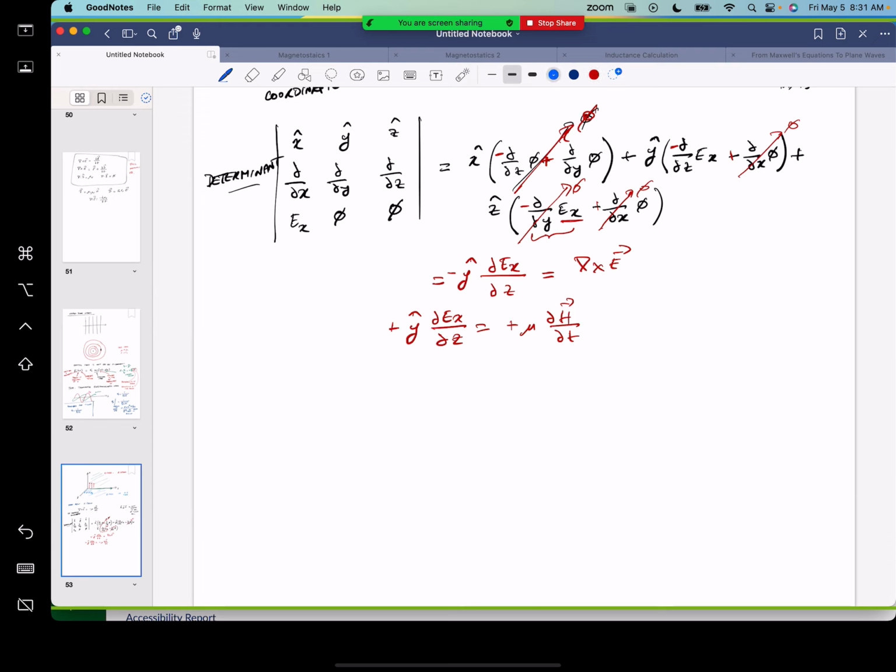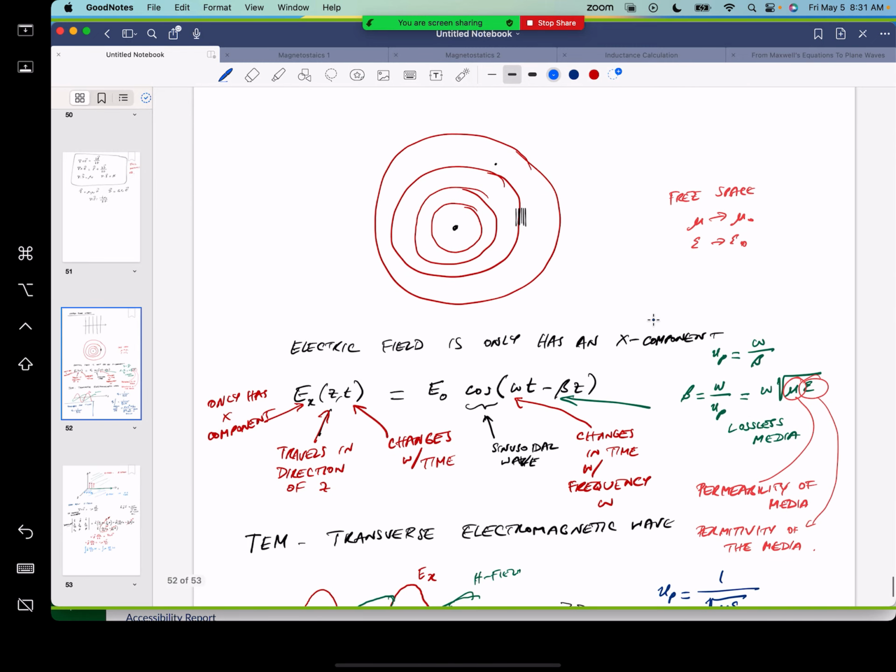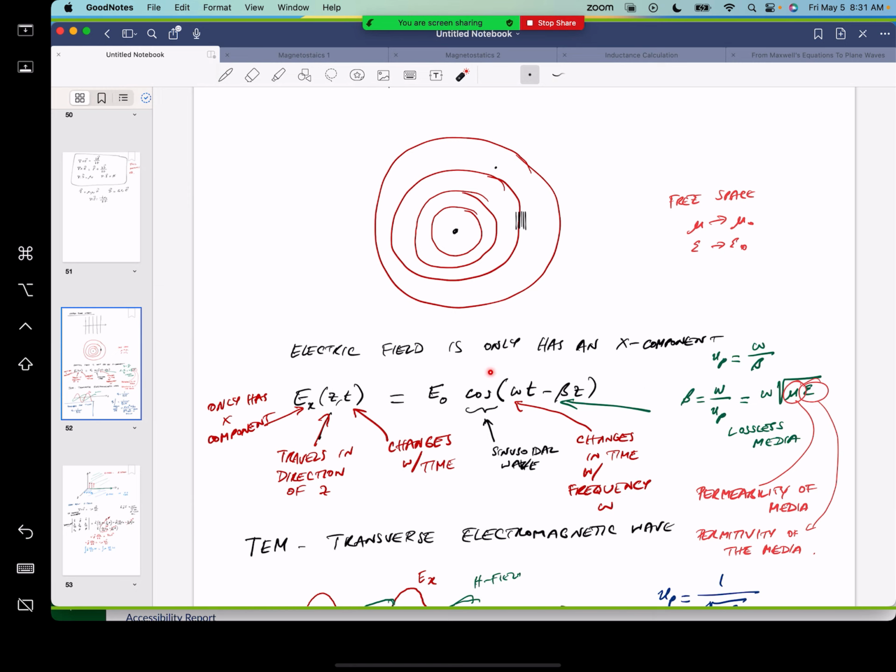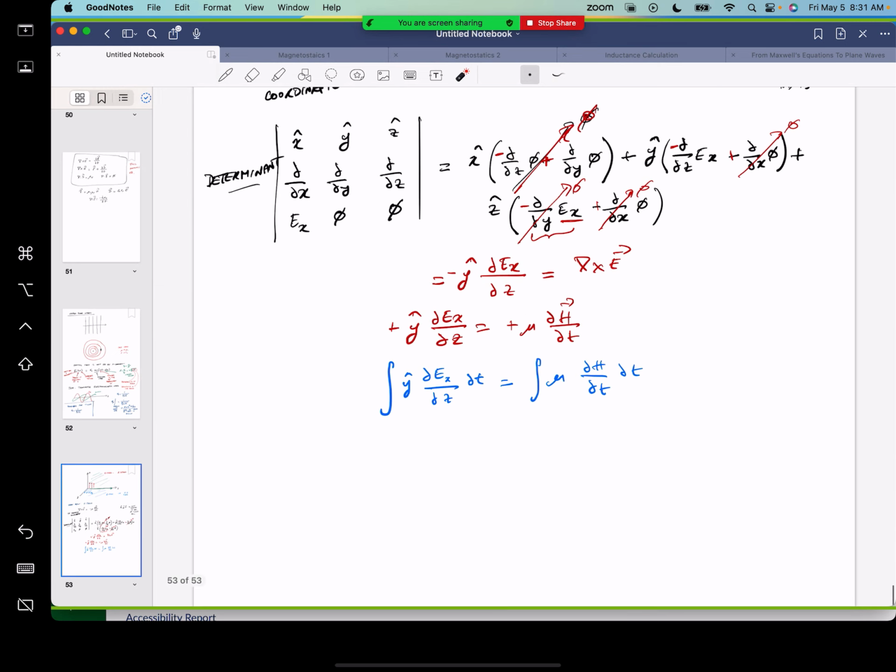So what we do is we're going to take the integral of the dE_x/dz with respect to time, which is equal to the integral of mu dH/dt with respect to time. So we basically integrate both sides, and we plug in the equation for E sub x from up here into our integral. I won't do the integral, I'll just write down the result.